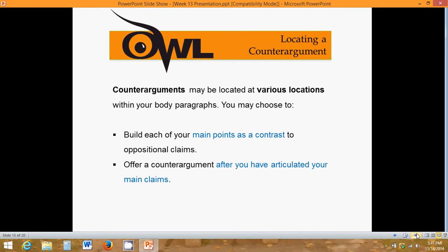So we've been researching a lot in the last few weeks, especially with our annotated bibliographies that we turned in. So I'm sure that you've come across the counter argument for your paper. But if you're still having trouble finding it, it can be located at various locations when you're in your research. And then when you start to organize your paper, you don't have to put it at a specific place in the essay.